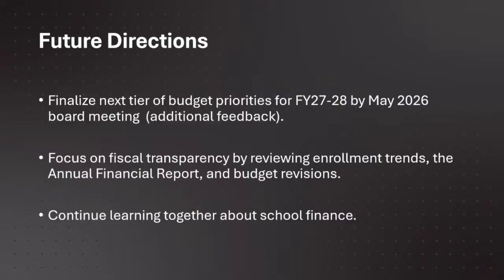Can I ask one more question? I know the future direction is on there. Is there a goal moving forward? So the goal that's up there is to have, by May 2026, if possible, the next tier of priorities completed, which would be the next five or six, whatever it was. That's the goal, because that would be for the following school year, if possible.